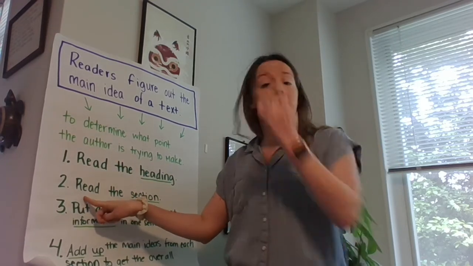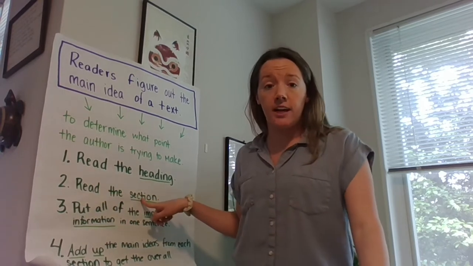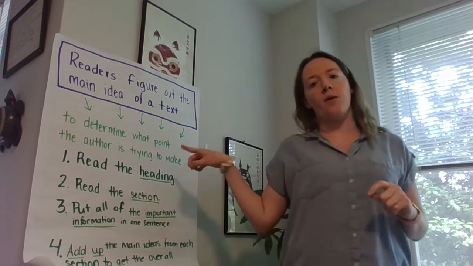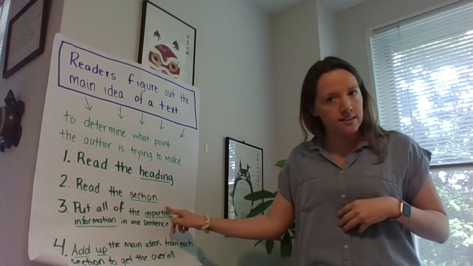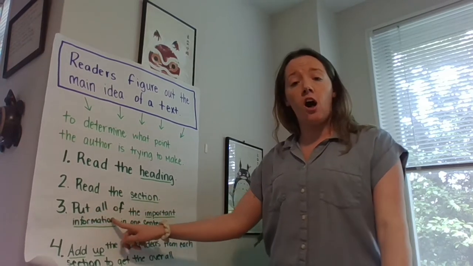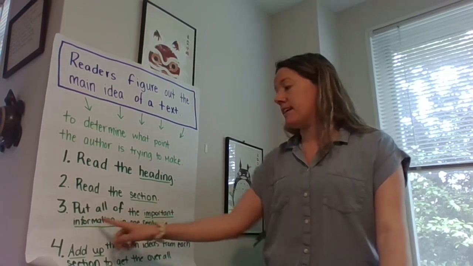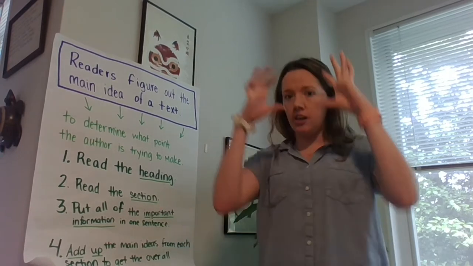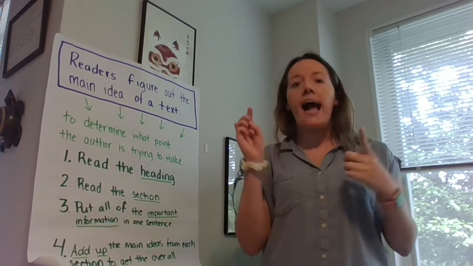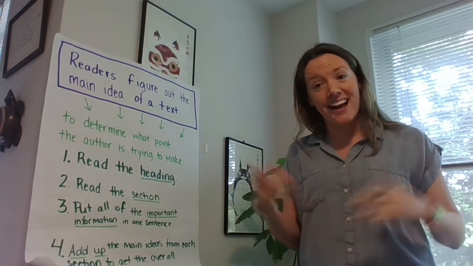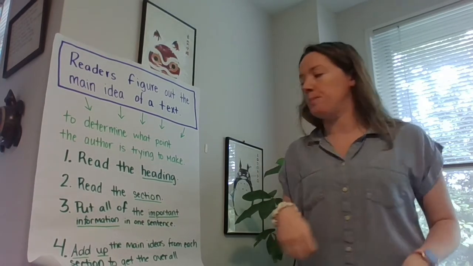Step number 2 is you're going to read each section with the headings, okay? So after you read the heading and after you read the section, step number 3 is you're going to put all of the important information into that one sentence, just for that one section you read, okay? And you're going to do that with a Post-it note. And I'm going to show you how to do that today online reading an article.